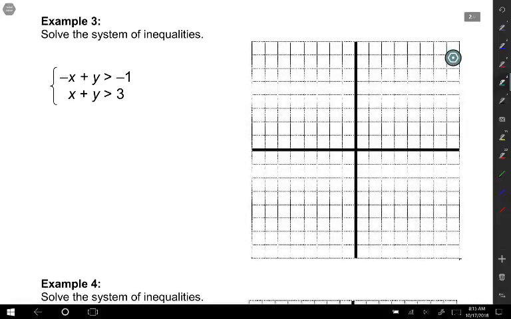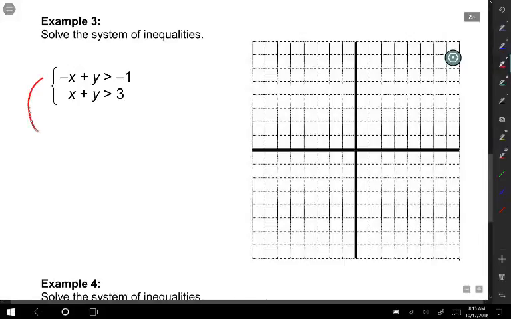We're going to have to do the same thing here, but first I must do what first? Make it y. Okay, so who can solve the first equation? Go ahead, Lydia. So write it. Well, you don't have to. But y is greater than x minus 1. Okay, so let's graph that. So my slope is 1. My y-intercept is negative 1.